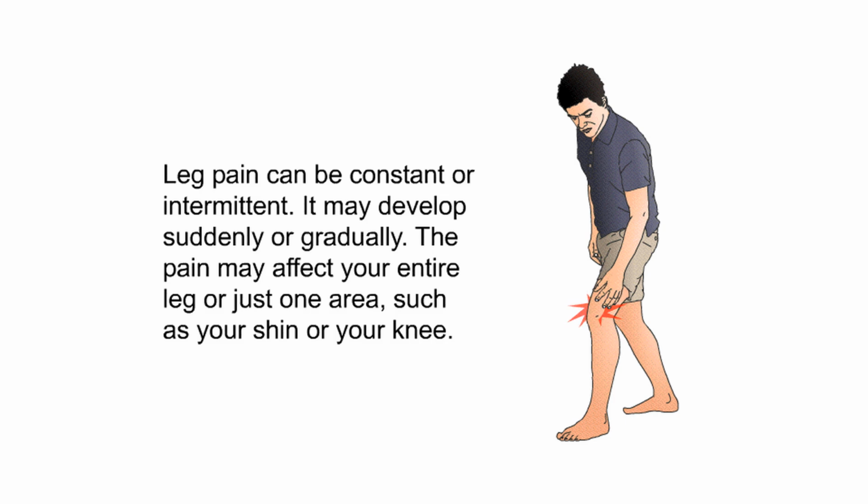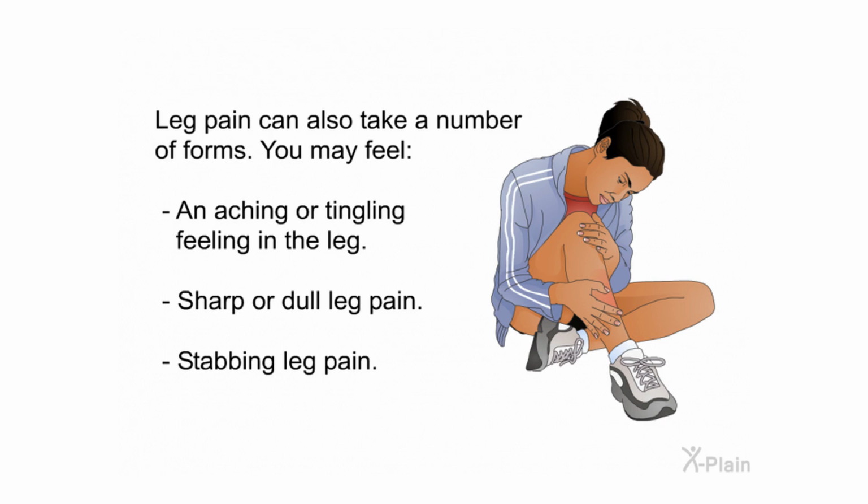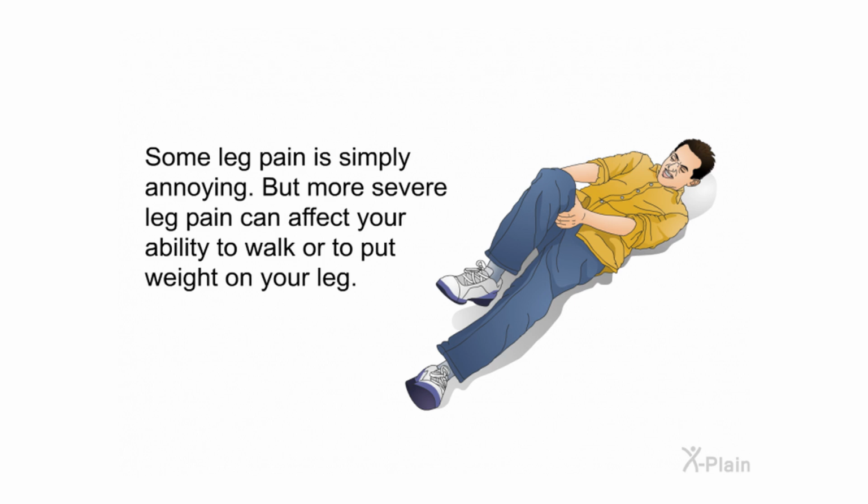Leg pain. Leg pain can be constant or intermittent. It may develop suddenly or gradually. The pain may affect your entire leg or just one area, such as your shin or your knee. Leg pain can also take a number of forms. You may feel an aching or tingling feeling in the leg, sharp or dull leg pain, stabbing leg pain. Some leg pain is simply annoying, but more severe leg pain can affect your ability to walk or to put weight on your leg.